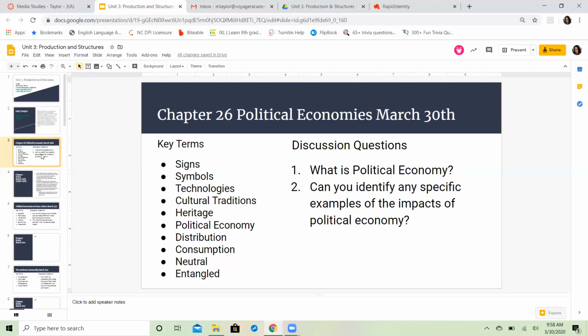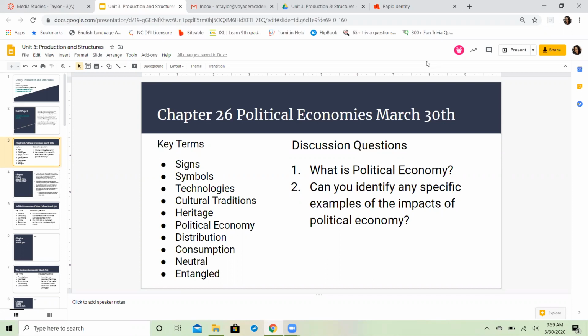And then last, we have neutral and entangled. Pretty straightforward definitions. What you get should apply. But today we're going to talk about how neutral and entangled loop into media studies.